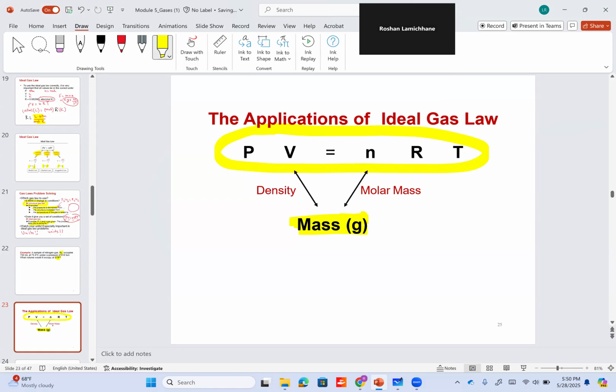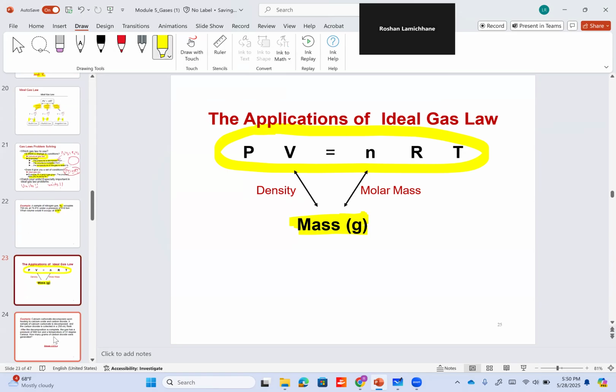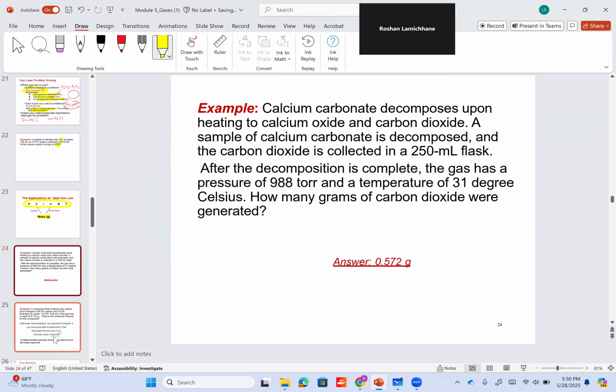So what I mean by that is, if you look at this question, it tells us everything, right? It gives us the volume here of the carbon dioxide gas that is collected. It gives us the pressure here. We've learned about that. It gives us the temperature here. That's good. But if you look at the question, it's asking how many grams of carbon dioxide.